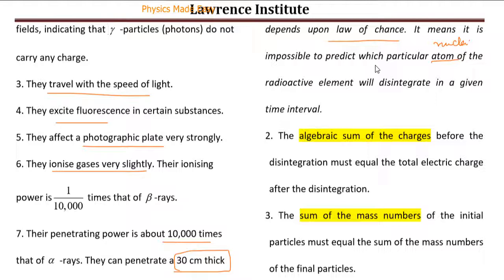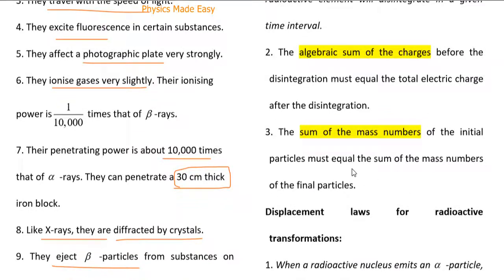Now, the algebraic sum of charges before the disintegration must be equal to the total electric charge after disintegration. Third, the sum of the masses of initial particles must be equal to the sum of mass numbers of final particles. This is the next condition: the sum of masses of reactants should be equal to the sum of mass numbers of products. The algebraic sum of charges before the disintegration must be equal to the total electric charge after disintegration.